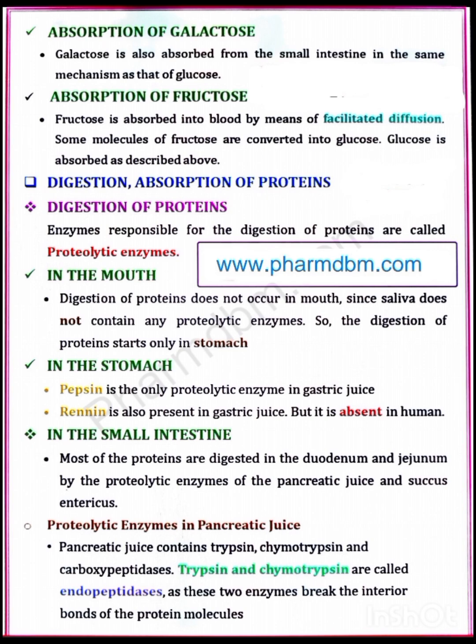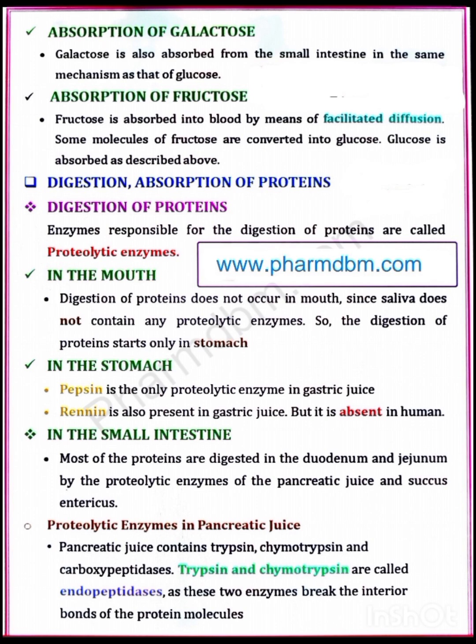Digestion and absorption of proteins. Digestion of proteins. Enzymes responsible for the digestion of proteins are called proteolytic enzymes. Digestion of protein does not occur in the mouth since the saliva does not contain any proteolytic enzymes, so the digestion of protein starts only in the stomach. In the stomach, pepsin is the only proteolytic enzyme in gastric juice. Renin is also present in gastric juice but it is absent in humans.